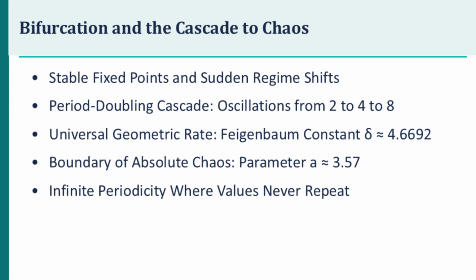As a increases further to approximately 3.449, another bifurcation occurs, and the system splits again into a period 4 cycle, alternating between 4 unique values. This rapid splitting is called the period doubling cascade, doubling to period 8, period 16, and so on. This cascade accelerates at a precise geometric rate governed by a universal constant discovered by Mitchell Feigenbaum, which equals approximately 4.669. Finally, when a reaches approximately 3.57, the period becomes infinite, and the system plunges into absolute chaos, where the values never repeat.